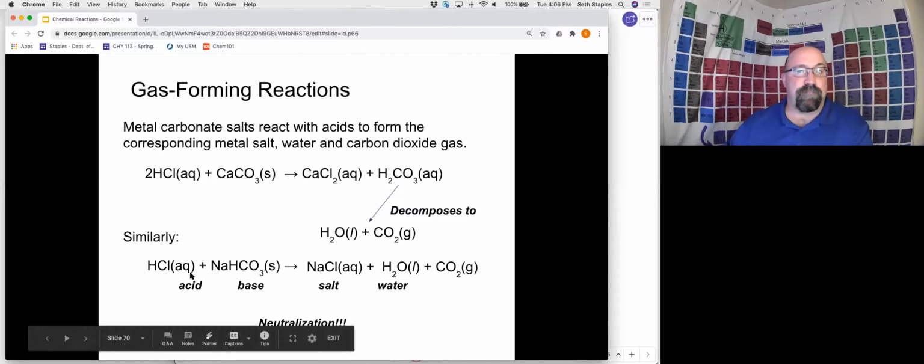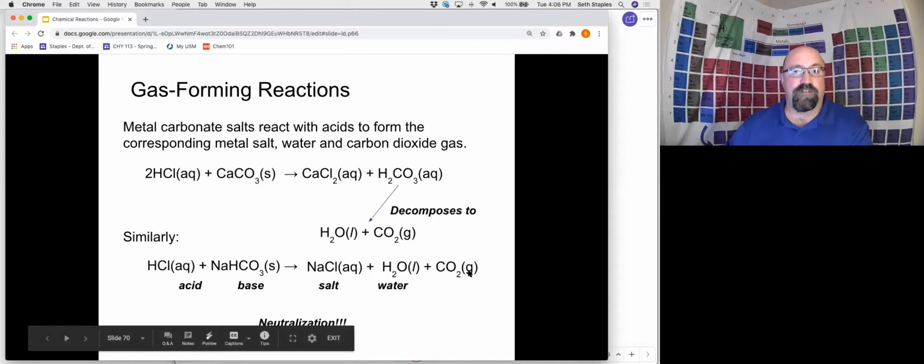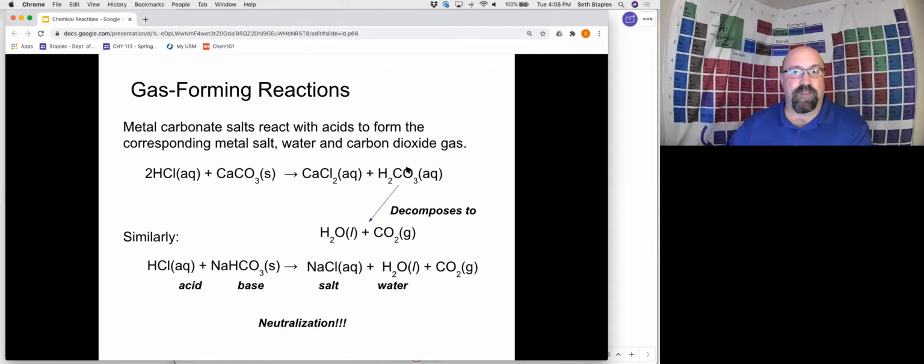And the same thing will happen in this example with hydrochloric acid and sodium bicarbonate. It will form salt and water and CO2. And so it's because of this, again, because this hydrogen carbonate, this carbonic acid, immediately decomposes and forms a gas.